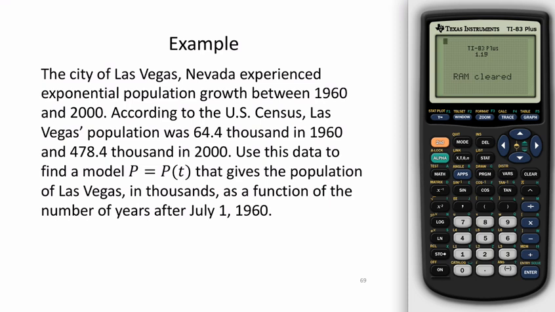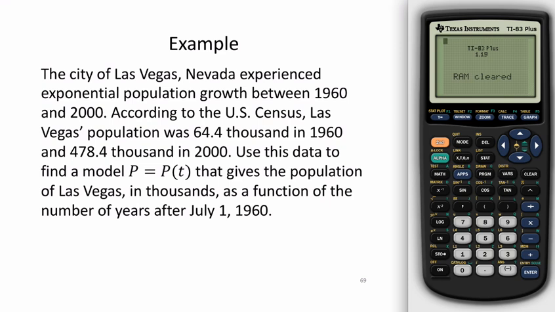In this example, we're going to develop a population model for Las Vegas, Nevada. Now, Las Vegas experienced exponential population growth, we're told, between 1960 and 2000. According to the US Census, Las Vegas's population was 64.4 thousand in 1960, and then it had increased exponentially to 478.4 thousand in the year 2000. We're going to use this data to find a model, P equals P of t, for the population of Las Vegas in thousands of people.